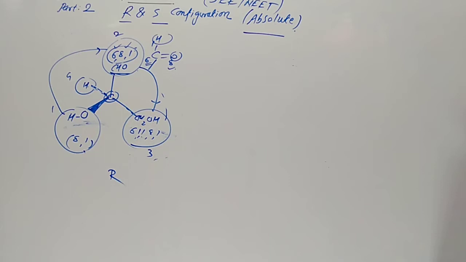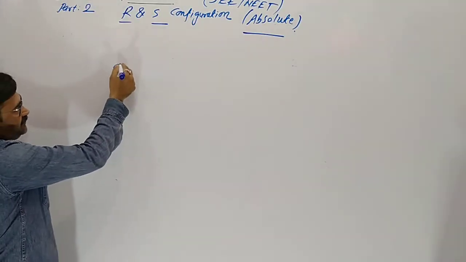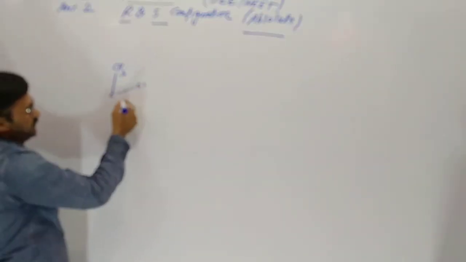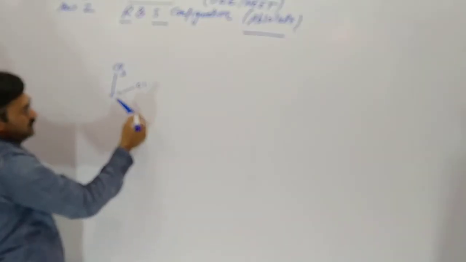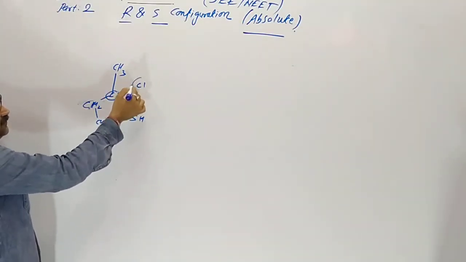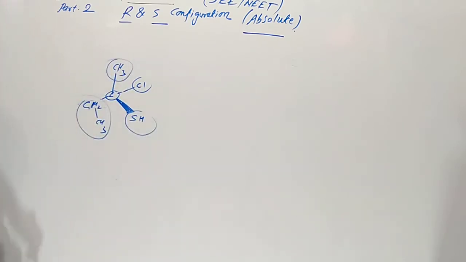Now what about this? In 3D, the structure is given. Here is CH3. This is the chiral carbon. Chlorine is attached here. OH means alcohol. SH means thioalcohol group is given. And here the ethyl group is given. CH2, CH3. This carbon is chiral. Why? All the 4 groups are different.